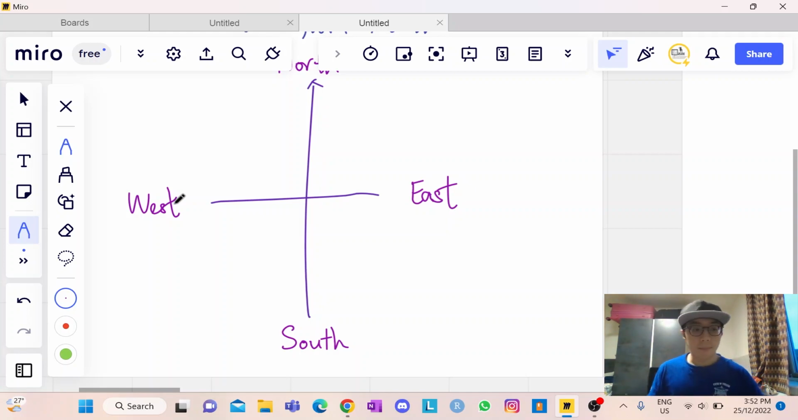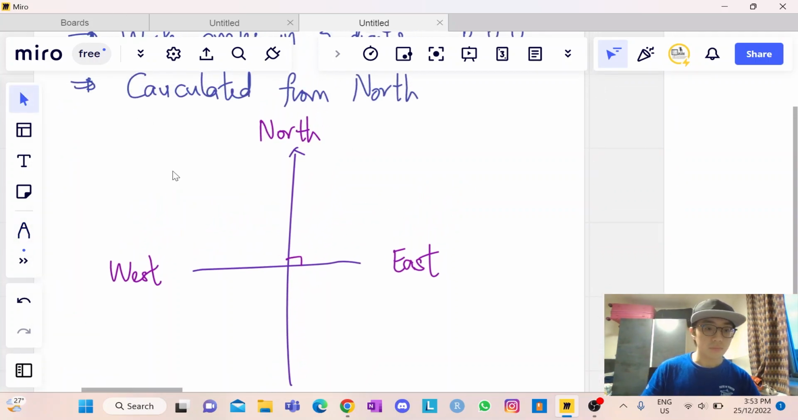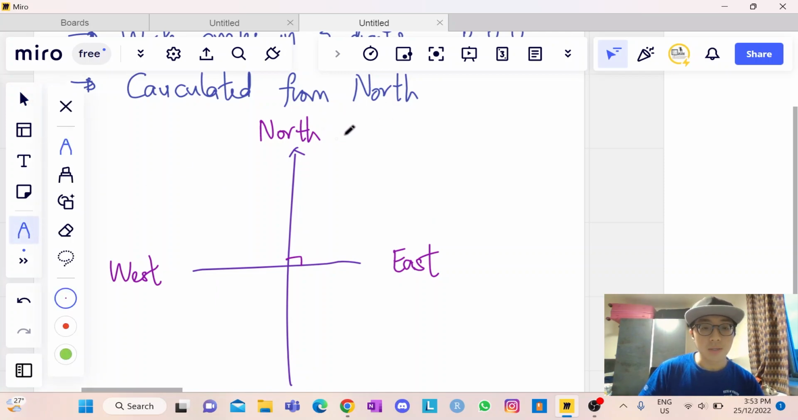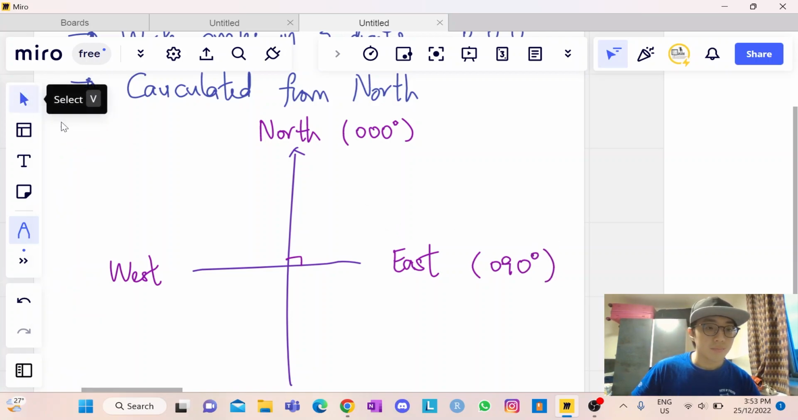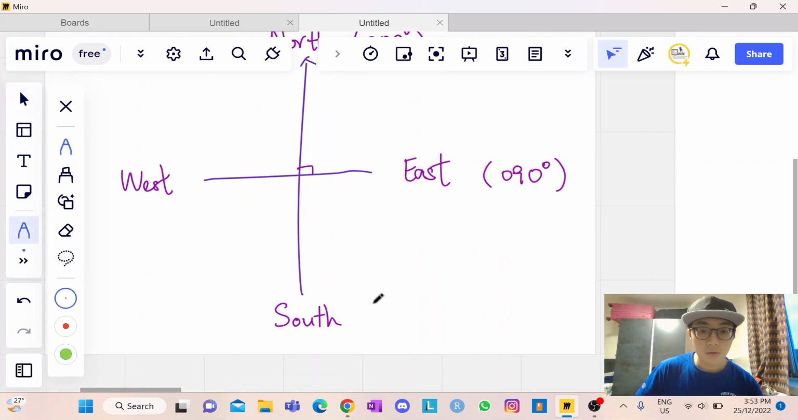If you have a compass, you need to make sure that the red side of the compass is pointing north. Then that direction is the north side. All of these are 90 degrees apart. North is 0 degrees, so in bearings north is 0 0 0, east is 0 9 0, south is 1 8 0, and west is 2 7 0.